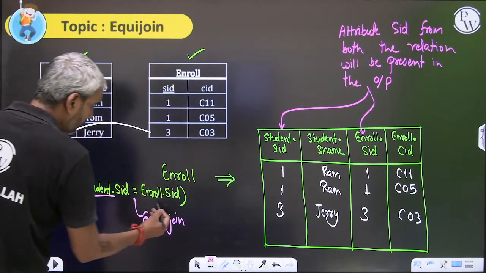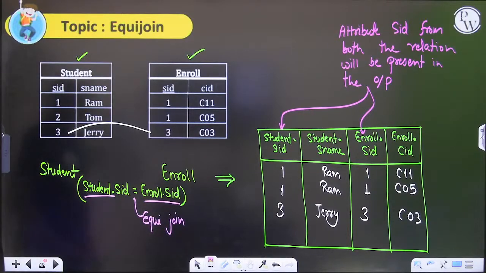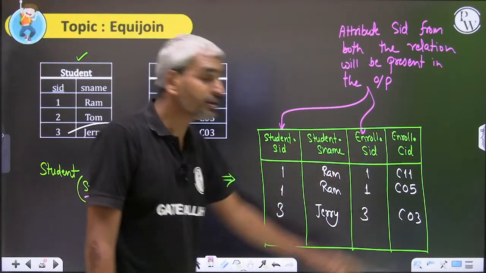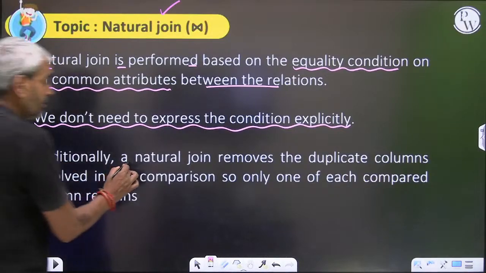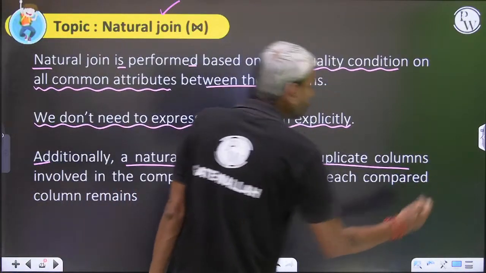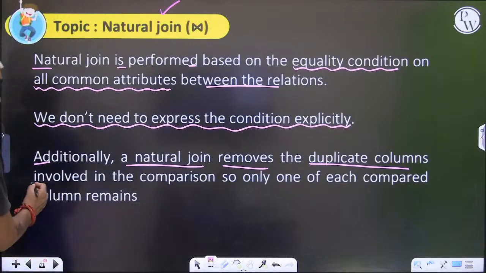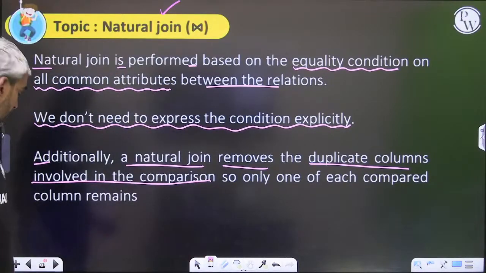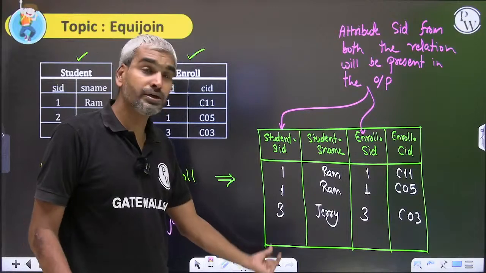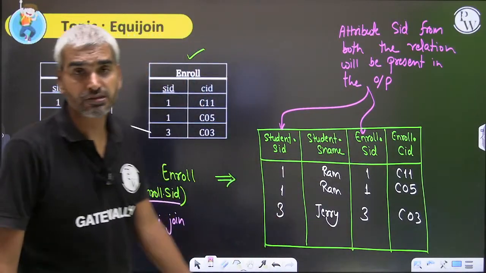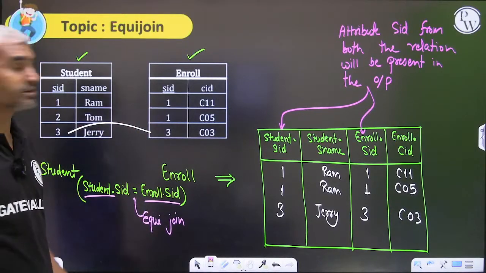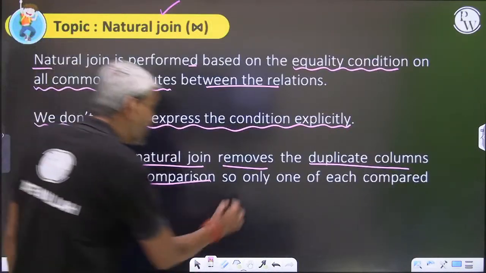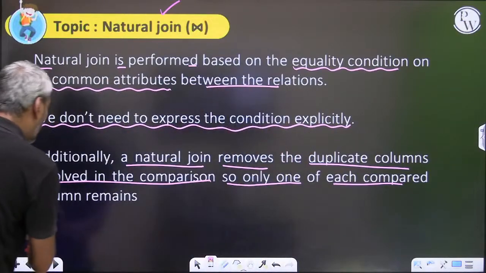So additionally, what happened with the equijoin? We were checking for the equality condition on the common attribute SID from the relations student and enroll. So in the output relation, SIDs from both the relations were present. But in natural join, what will happen? A natural join removes the duplicate columns involved in the comparison. So if SID is in the student table as well as the enroll table, then there will be only one SID in the output of the natural join. Only one of each compared column remains.